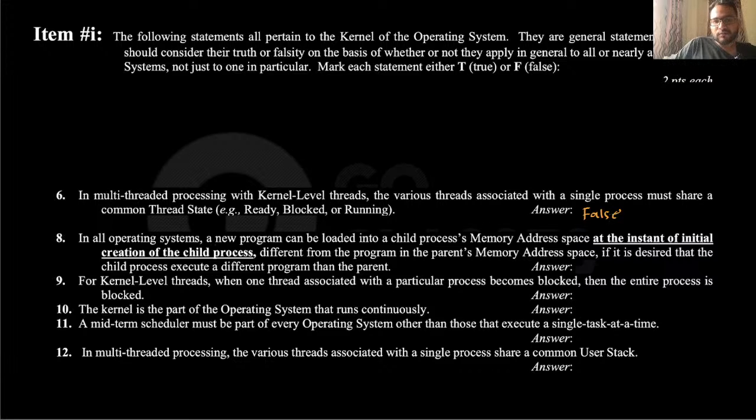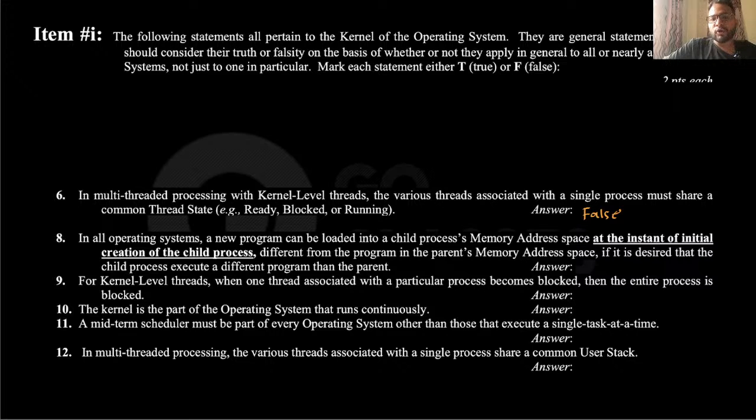In all operating systems, a new program can be loaded into the child's memory address space at the instant of initial creation of the child process, different from the program in the parent's memory address space, if it is desired that the child process execute a different program than the parent. Okay, just tell me if it is true or false. It is asking something about fork and exec.